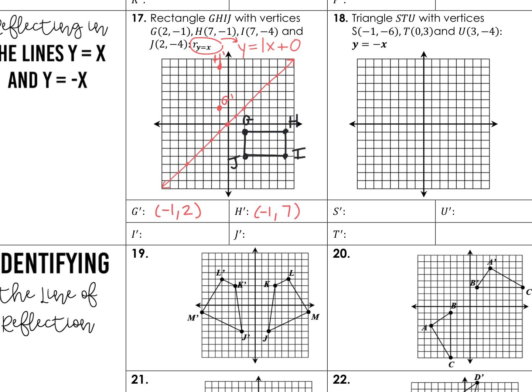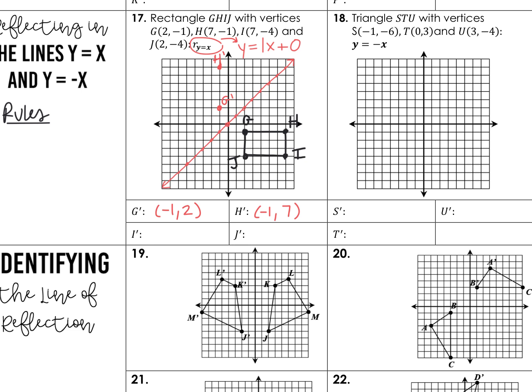Okay, I want you to see if you can figure out the rule right now, because for some of us, this is going to be really difficult, but the rule might be a lot easier. Look at the coordinates. G originally was at 2, -1. Now it's at -1, 2. H was at 7, -1. Now it's at -1, 7. What happened? They flip-flop. Yeah, so we're going to write rules out to the side here.